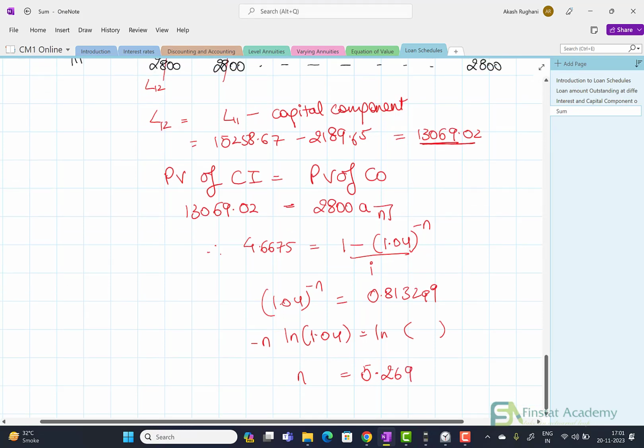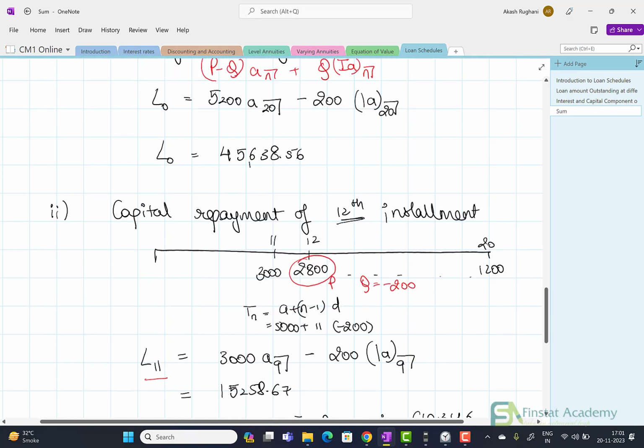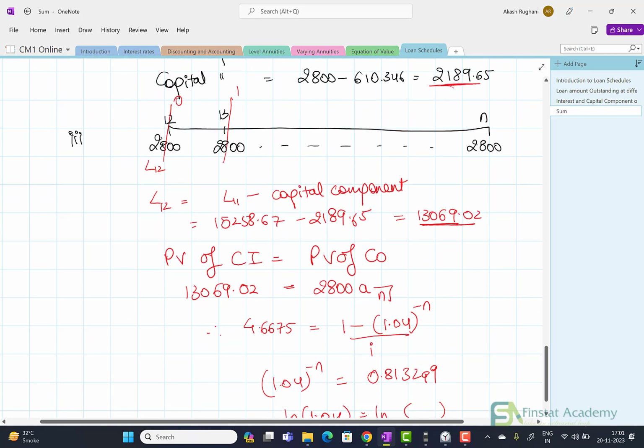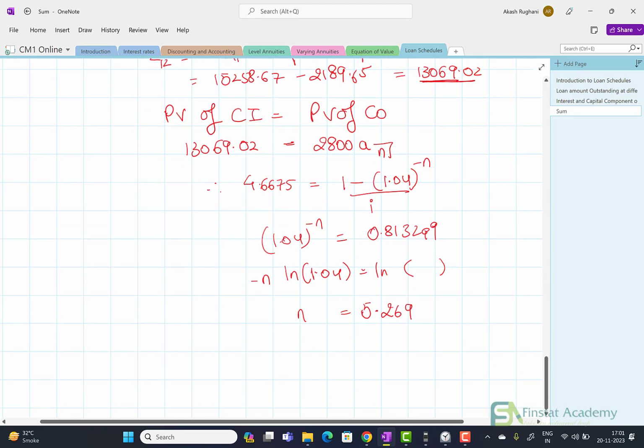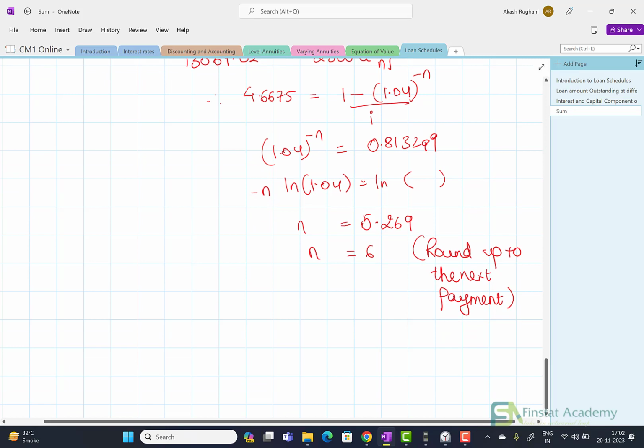Now the point is you calculated 5.269, but the installments are annual. Either they come at time 5 or they come at time 6. There is no payment coming at time 5.269. So you round it up. So we'll say n is equal to 6. I basically round up to the next payment. You round it up to the next payment. Cool, guys.